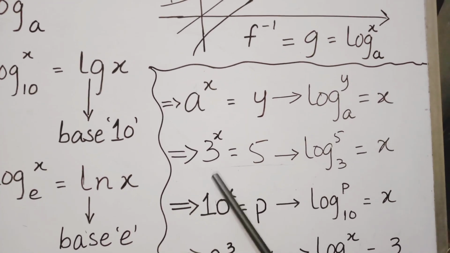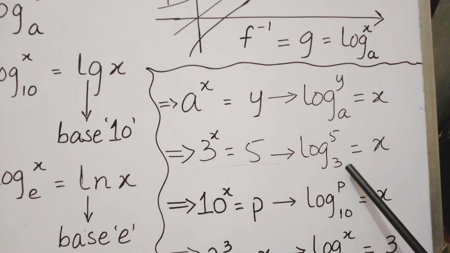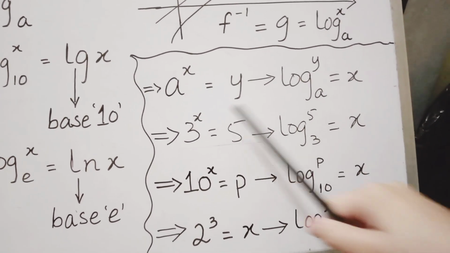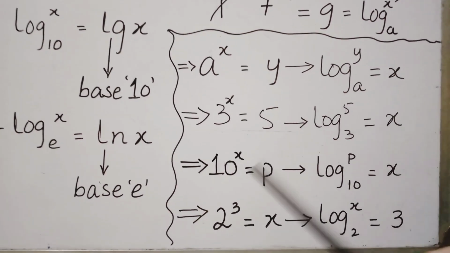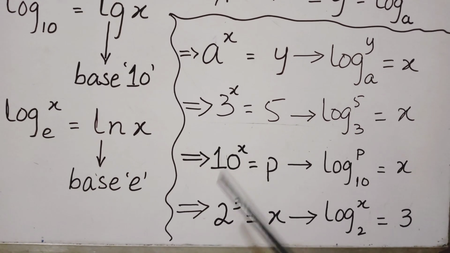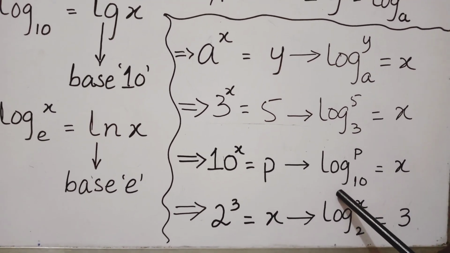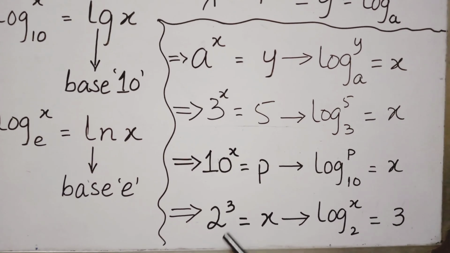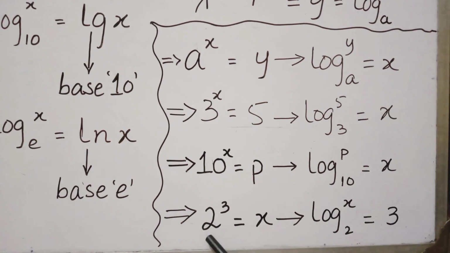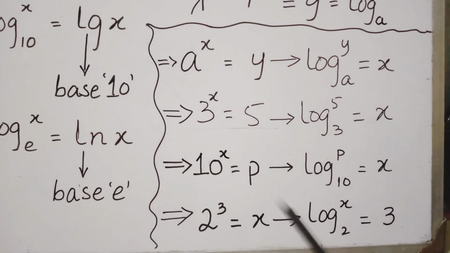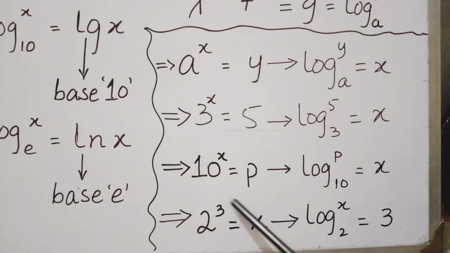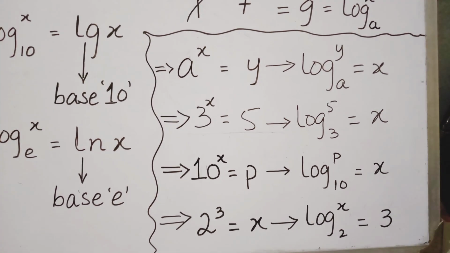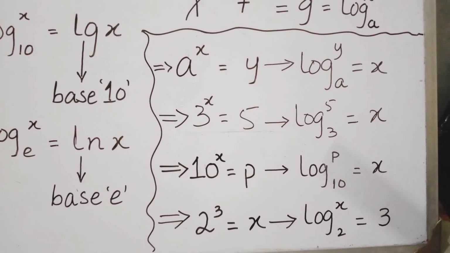Same goes over here. 3 is the base over here, log base 3. Okay, x and 5 will change their positions. x will go to this side, 5 to the power. Now coming towards there, log to the base of 10. Okay, and x and p change their positions. Coming towards the last one, 2 is the base in the exponential function. So over here, log to the base of 2, 3 and x change their positions, and we have converted successfully from exponential function to logarithmic function.